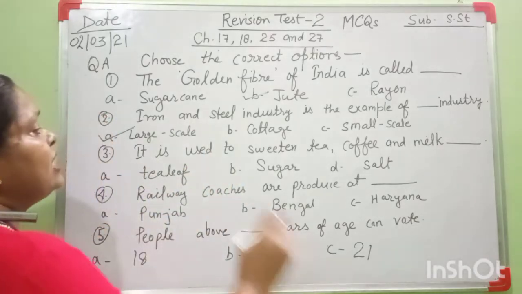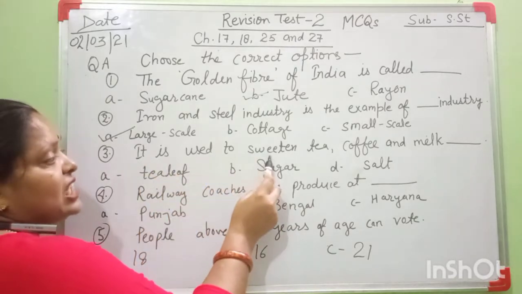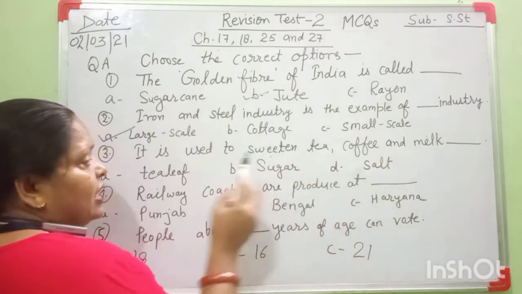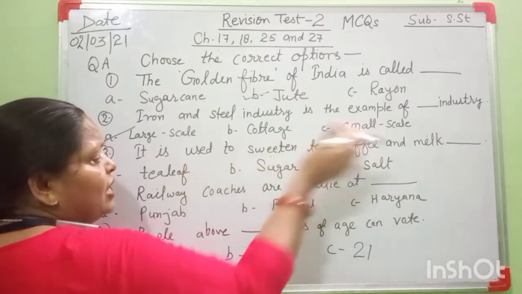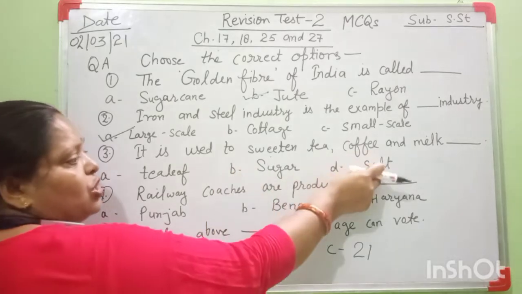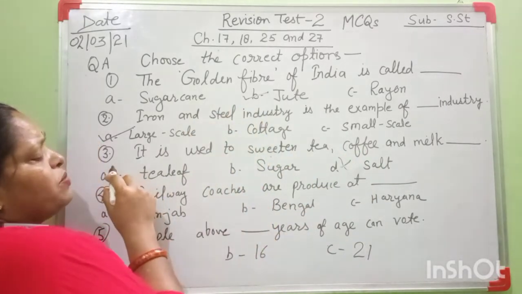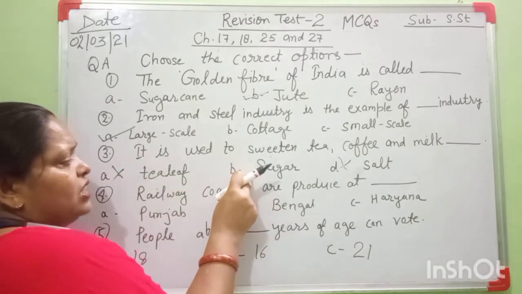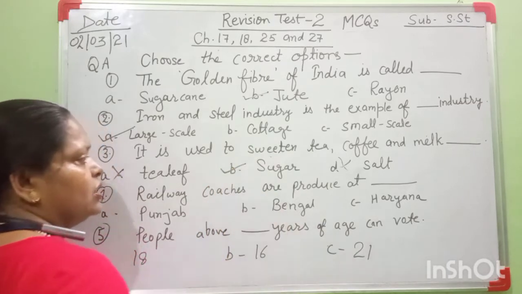The next question is: which one is used to sweeten tea, coffee and milk? Tea leaf? No. Sugar? Salt? Tea leaf is totally wrong, because it is used for making tea. The right option here is sugar.